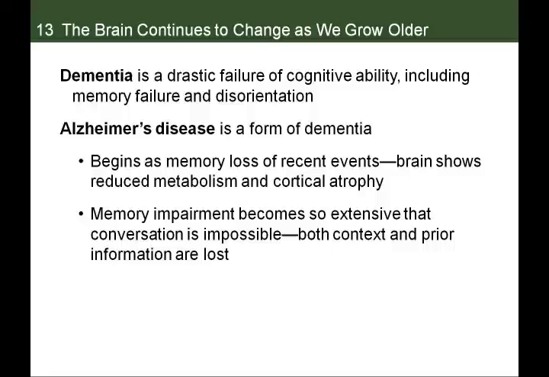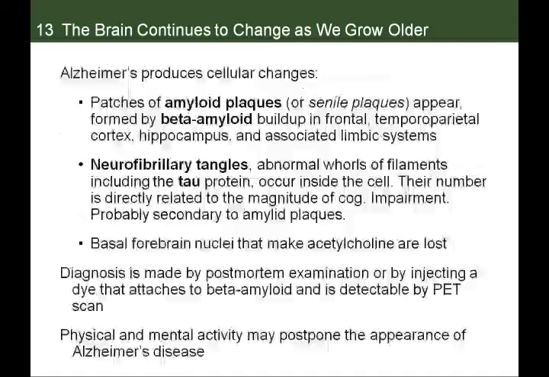Okay? And then eventually, as the disease becomes more advanced, it becomes impossible to have a conversation with them because they're severely disoriented. They're just not in the context. It's very difficult to have a conversation with them. What happens cellularly that causes these changes?